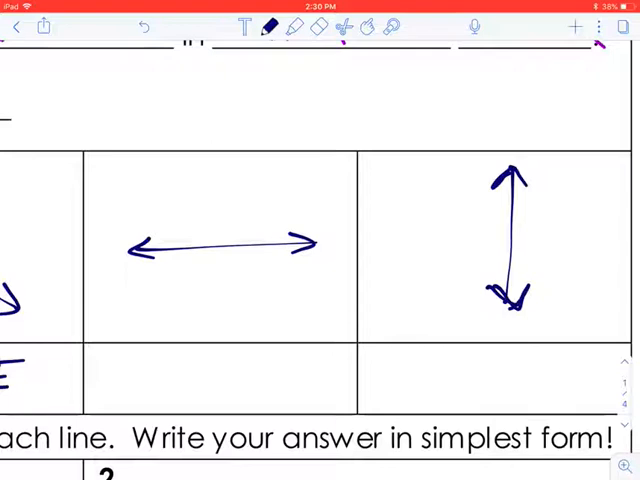Okay, so straight across, we're not going up or down, so that's just zero slope. We're not going up at all, so 0. And then for this one, it's going up and down. So we can't really say it's a positive or a negative slope because it's going both ways, up and down. So we call that undefined.